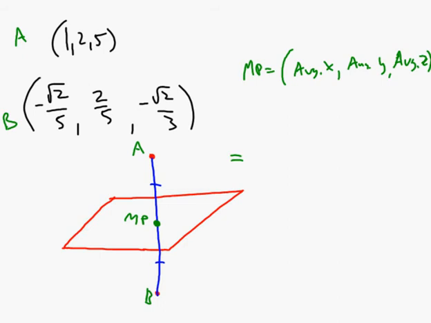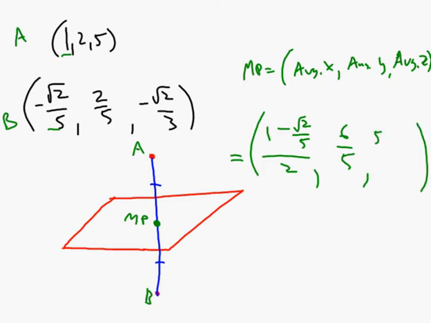So what do we have here? We're going to have the x coordinates added together and then divided by 2. So 1 plus, or I should say 1 minus really, right? 1 minus rad 2 over 5 over 2, comma. The next point is going to be 2 plus 2/5. Okay, so 6/5. Make sure everybody agrees with that. All right, and then lastly, this one, I don't know, so I'm just going to leave it. 5 minus rad 2 over 3 over 2.